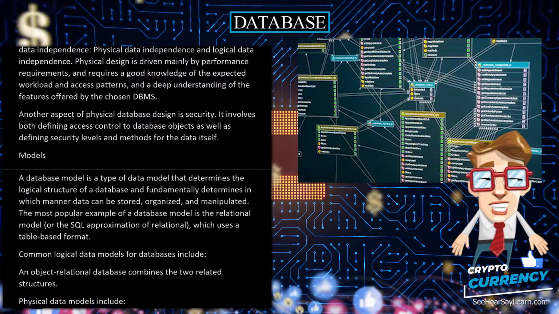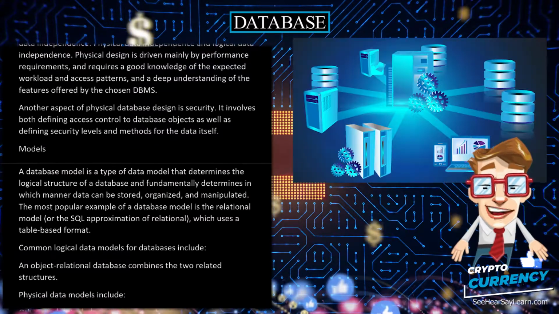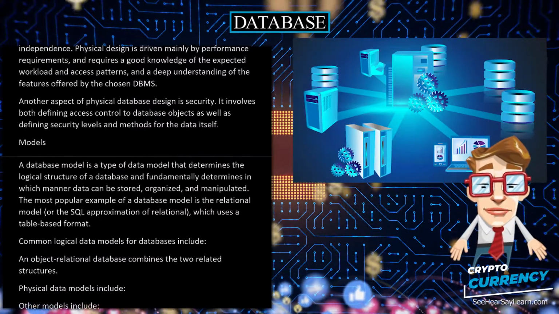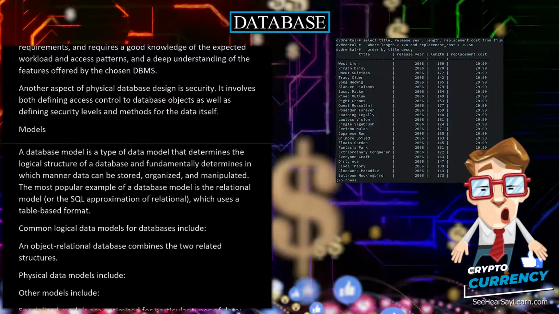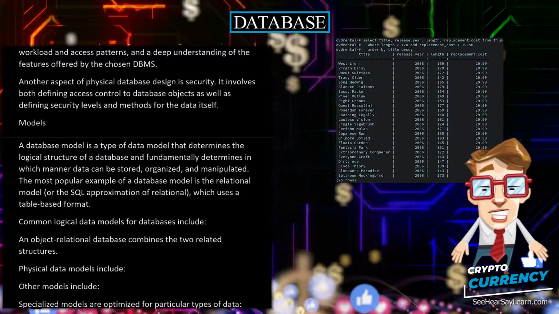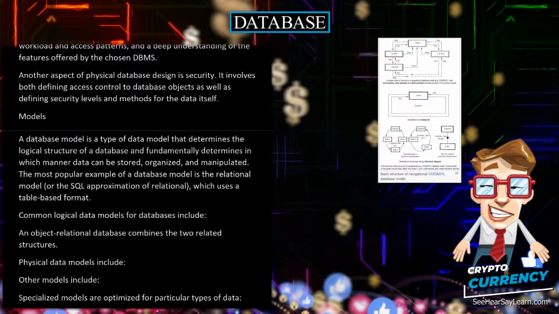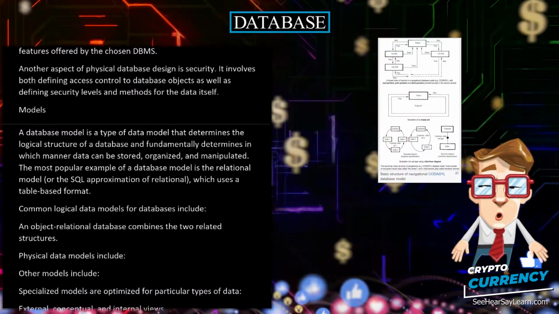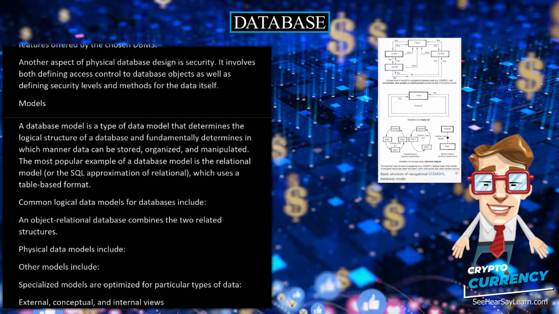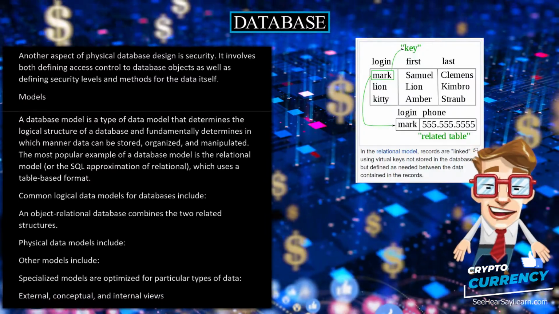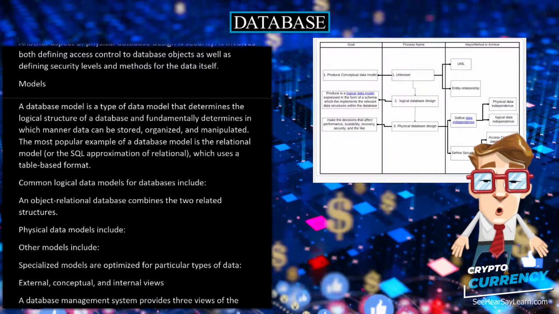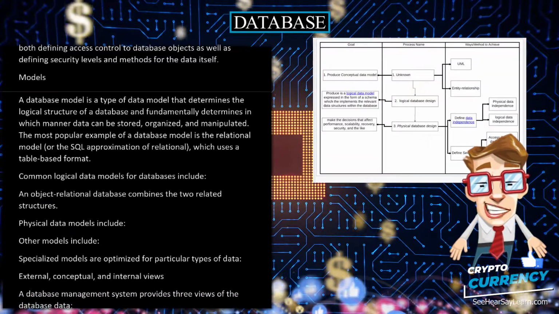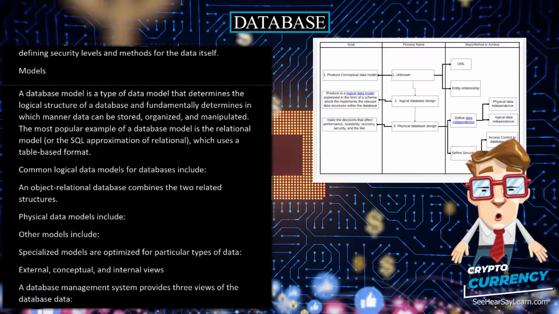Physical data models include. Other models include. Specialized models are optimized for particular types of data. External, conceptual, and internal views. A database management system provides three views of the database data. While there is typically only one conceptual, or logical, and physical, or internal, view of the data, there can be any number of different external views.